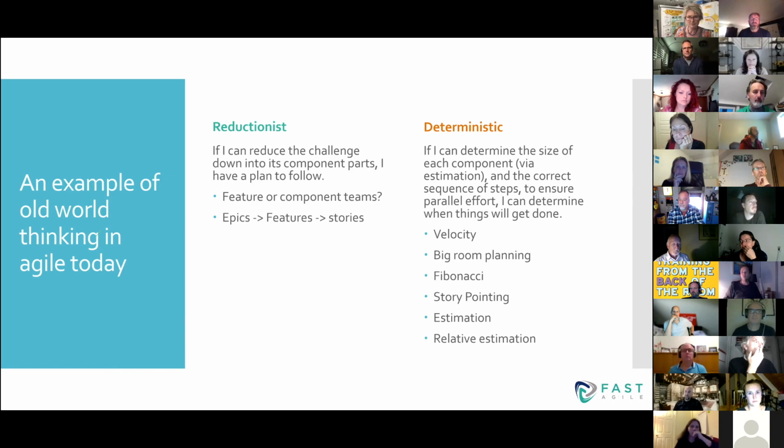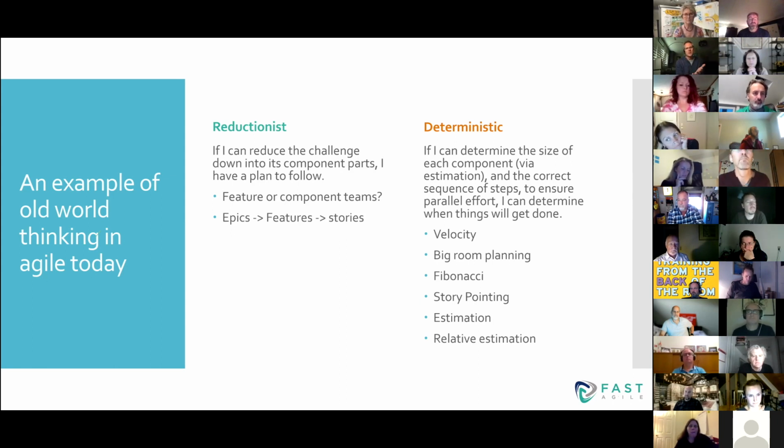Deterministic: if I can determine the size of each component via estimation, and the correct sequence of steps to ensure parallel effort, I can determine when things will get done. This is what we believe with this project management mindset. And these are the words underneath, which I think relate to that: velocity, big room planning, Fibonacci sequence, story pointing, estimation, relative estimation. These are terms and concepts which have become a kind of collective consciousness that exists in Agile, which I think is also anchoring us back.